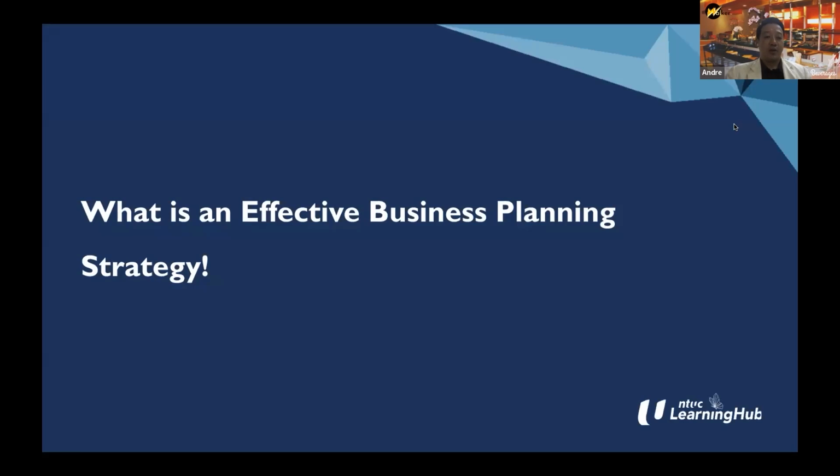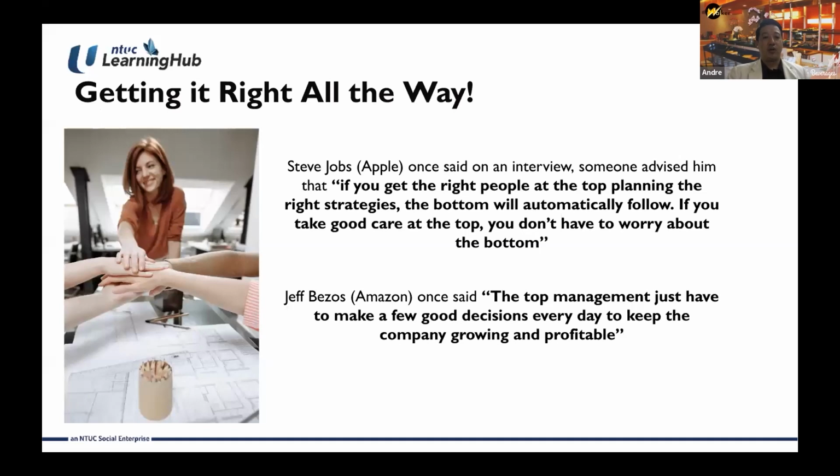Now, let's start with what is an effective business planning strategy. So, Steve Jobs, in one of his interviews, actually mentioned that if the right people at the top create the right planning and communicate it the right way to the lower management, it will automatically fall into place.